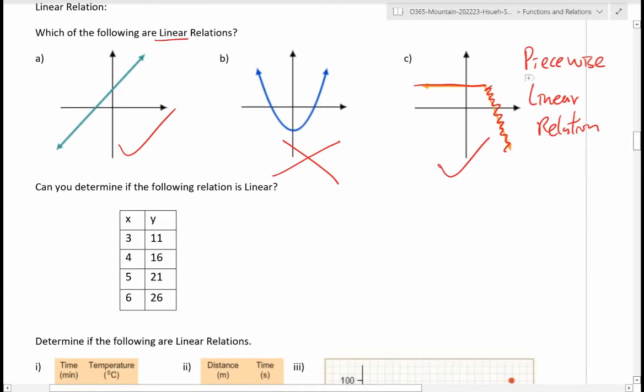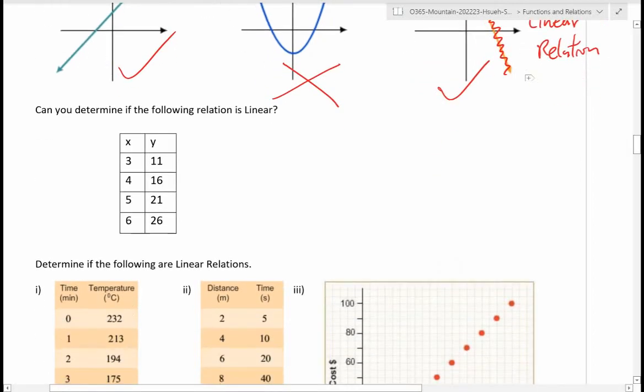How can we see if a table represents a linear relation? If you recall, what you need to have is a pattern for both x and y. It has to either go up or down by the same amount. There must be a consistent pattern. Here you can see that's going up by 1, by 1, by 1. This is going up by 5, by 5, by 5. So you can see the pattern is consistent.